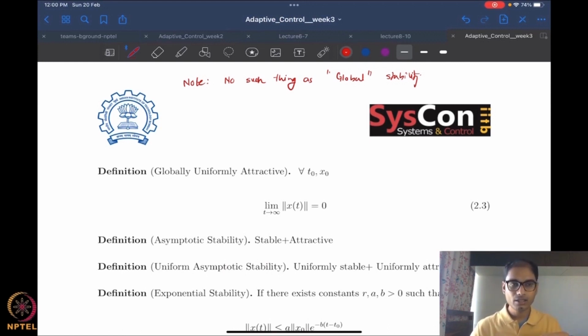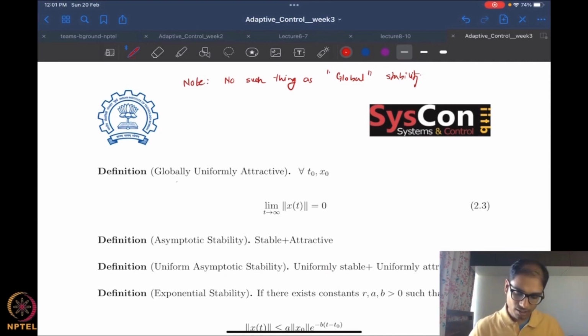Delta cannot be greater than epsilon. We already know that. So it's not possible to say that delta can be arbitrary. Delta definitely has to be less than or equal to epsilon. So delta spanning all of Rn is not allowed. Therefore, there is no such notion as global stability. It doesn't make sense at all. However, in case of attractivity, we saw three different definitions. We saw attractivity, uniform attractivity, and global uniform attractivity.